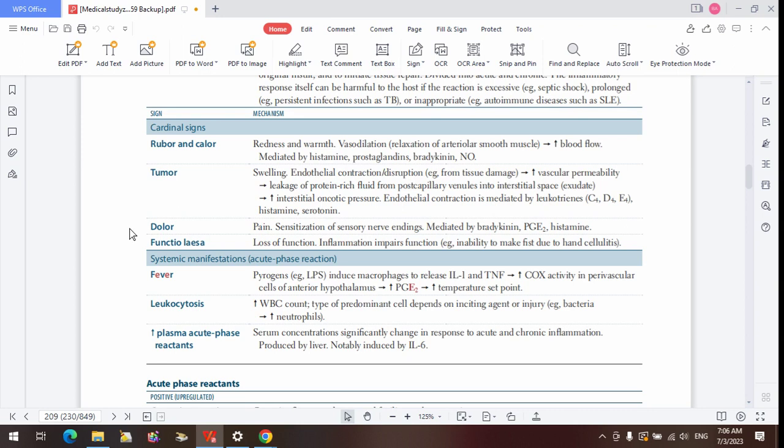they are vasodilatory. They will increase blood flow to that area due to relaxation of the arteriolar smooth muscle, which will lead to delivery of more white blood cells. The area is going to appear red, and there's going to be warmth in that area.